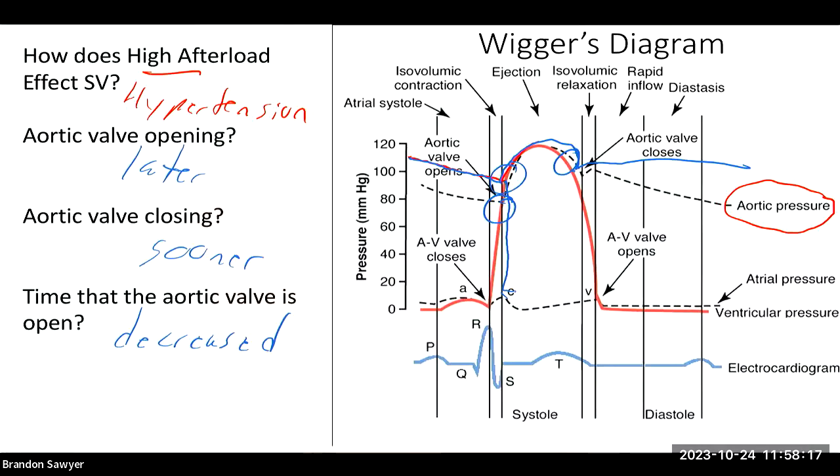So what would that do to our stroke volume with higher afterload? Decrease, right? So it's going to decrease stroke volume. So this is what your heart has to deal with all the time if you have hypertension, right? Just a little bit higher afterload. So then your heart has a couple options. It can either beat more times, right?